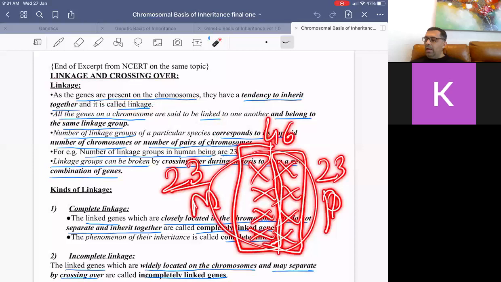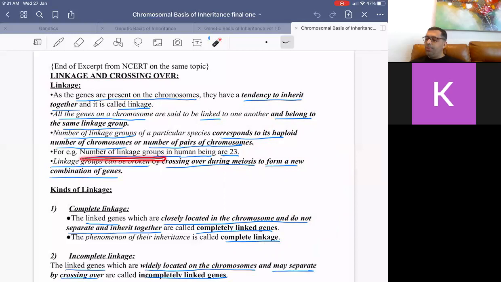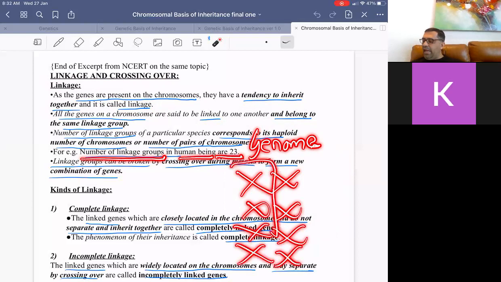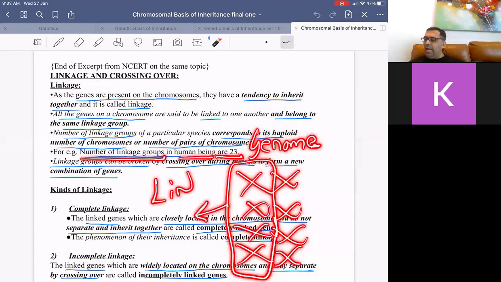So 23 homologous pairs of chromosomes are there, and these are called linkage groups. So the number of linkage groups in humans is 23. And that 23 chromosome number is also called our genome. So if we have 46 chromosomes, out of them the 23 haploid number is the number of linkage groups, also called the human genome, one genome.